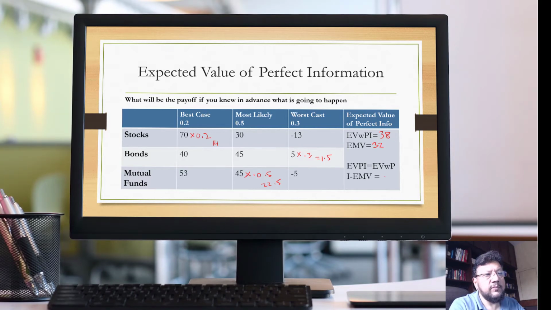38 minus 32 is 6. So 6 is the best possible return that you could get if you had perfect information, and 32 is what you would have gotten without having that information. So that tells you that the value of this information is $6.